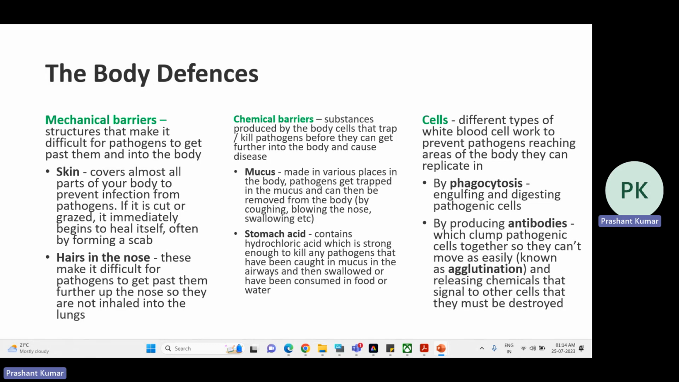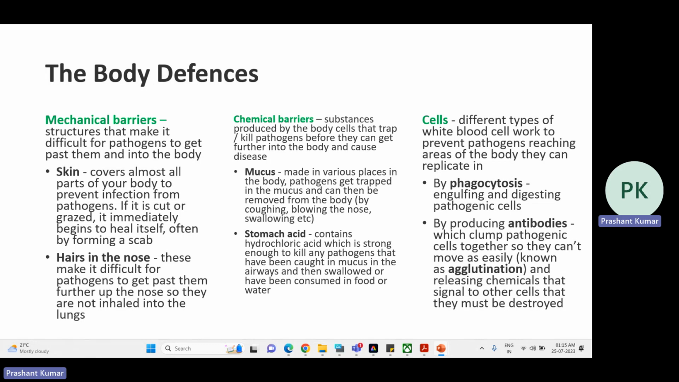So even suppose any pathogen has found a way to get inside your body, don't worry. Inside your stomach there is HCl, and it will destroy the chemicals or the bacteria. Now, even after that, if any organism has somehow managed to get inside the body, now what? So now we have a third defense mechanism, the body defense cells. We have phagocytes. Your phagocytes keep on engulfing the bacteria and digesting it.